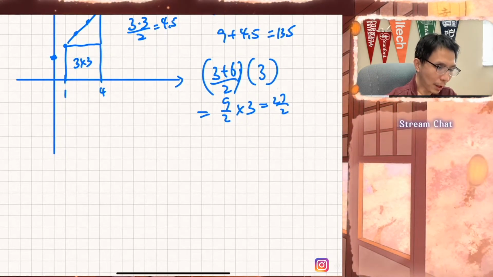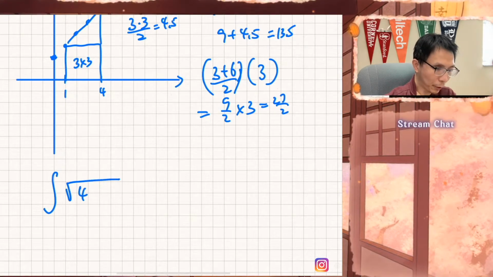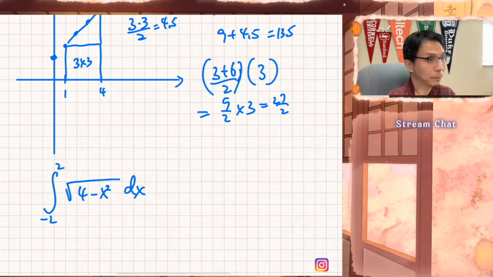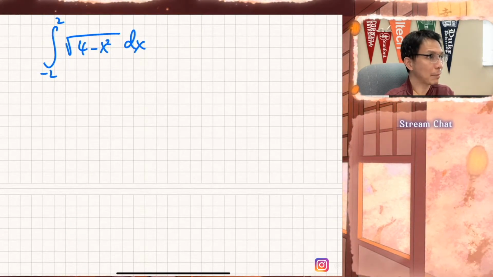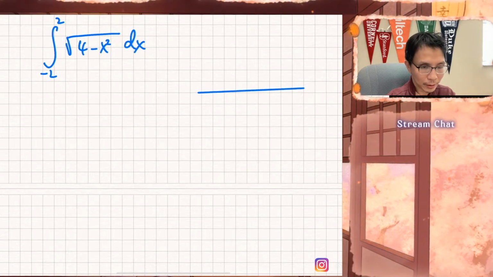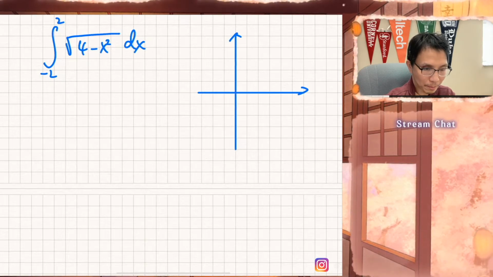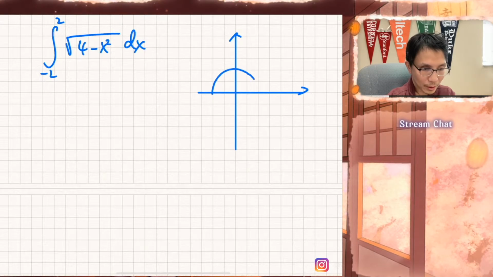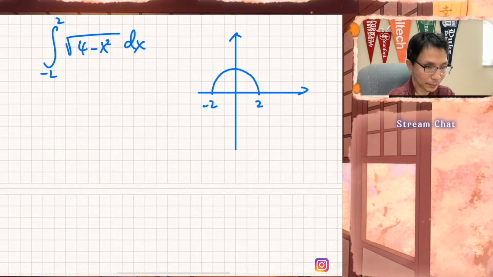I want to talk about one more thing. You're more than welcome to go, but it was the integral of the square root of 4 minus x squared dx between -2 to 2. This one is actually a semicircle, so you can take a picture before you go. This is a semicircle with a radius of 2. Yes, please. But how do I know that is a semicircle?